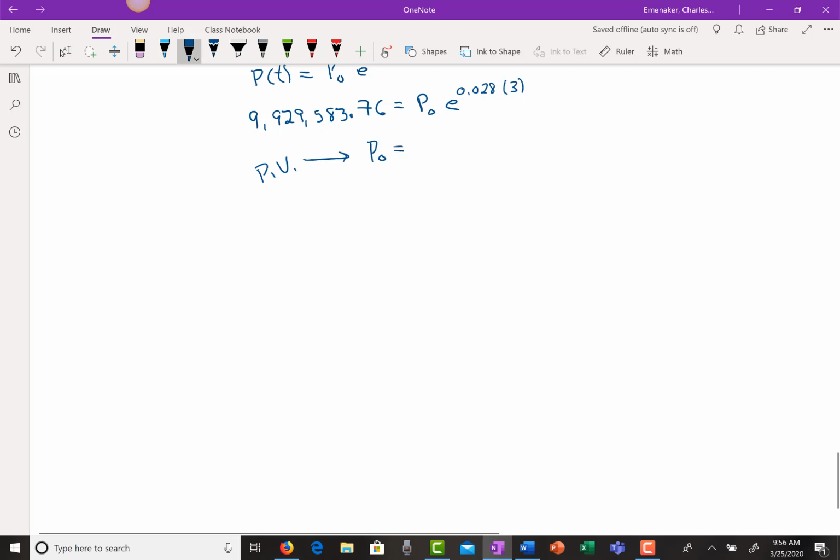When you do this, 9.9 million, and you're going to divide it by this, first get that value on the calculator. Go ahead and do that first. Then you divide the 9.9 million by that value, and what you get is $9,129,569.67. This is the present buyout value of the last 3 years.